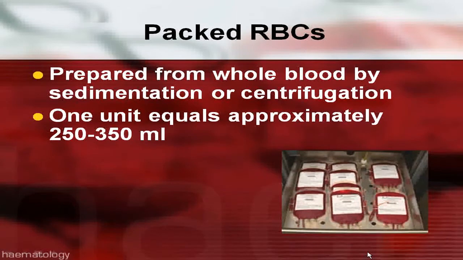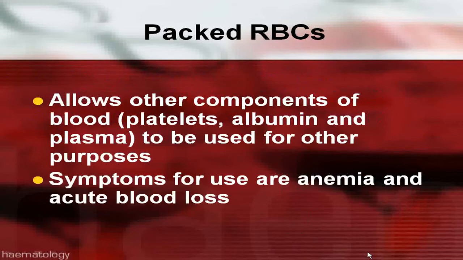One unit usually equals around 250 to 350 mLs. Okay? It's more by weight. But giving someone packed red blood cells allows those other components, the platelets, the albumin, the plasma, to be used for other purposes. Okay? The reason you would give someone packed red blood cells is if they need more oxygen carrying capability, they're anemic, or maybe they've had acute blood loss. Okay, so we're going to give them packed red blood cells.